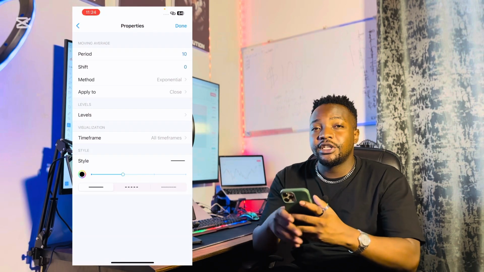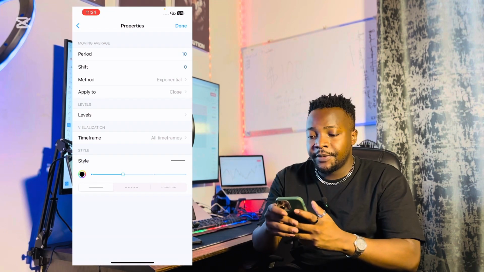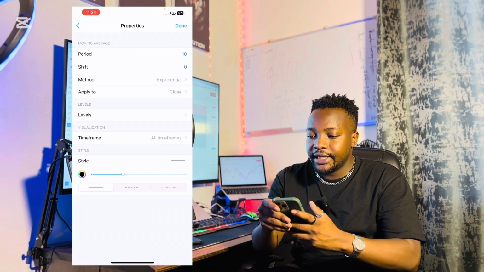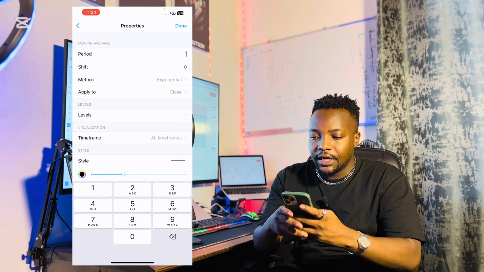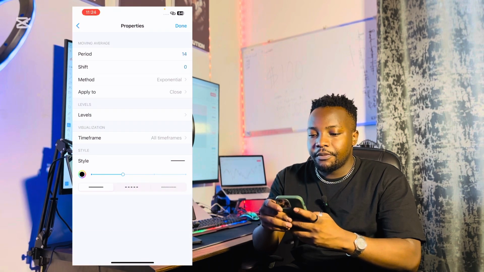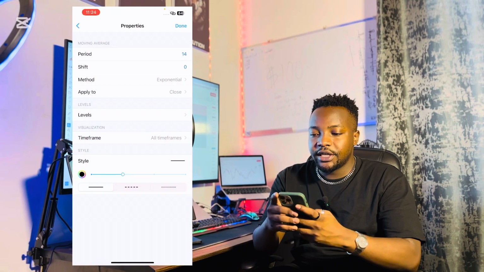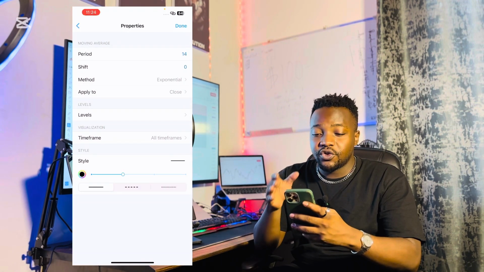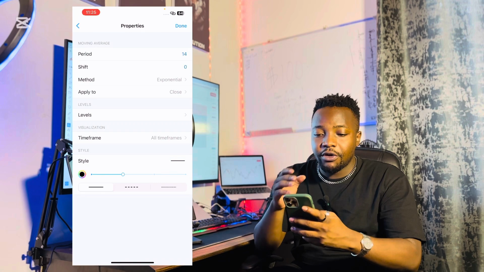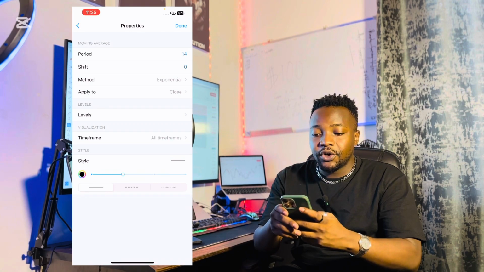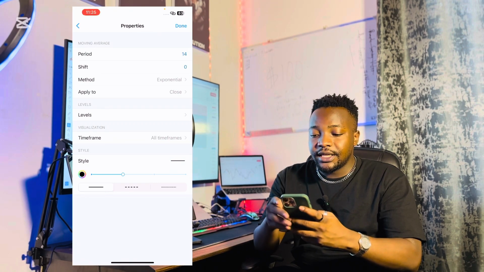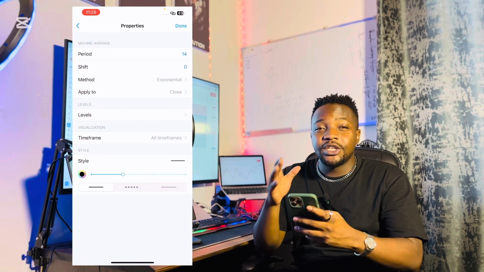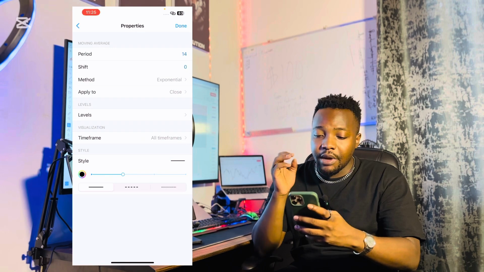Now this moving average is going to have the following properties. It's going to have a period right here of 14, so I'm going to quickly change that one to 14. We're going to have a shift of 0. The method will be exponential, apply to close, and we're not going to have any levels on this indicator. And then on visualization, that is our time frames, allow this indicator to appear on all the time frames, although we are just going to be using the 15-minute time frame mostly.